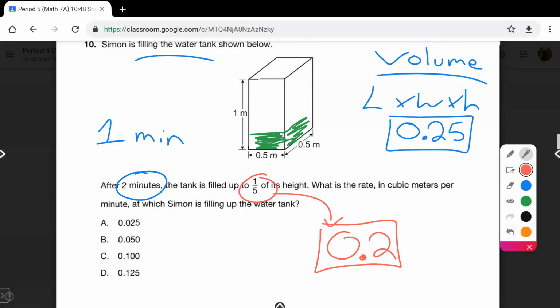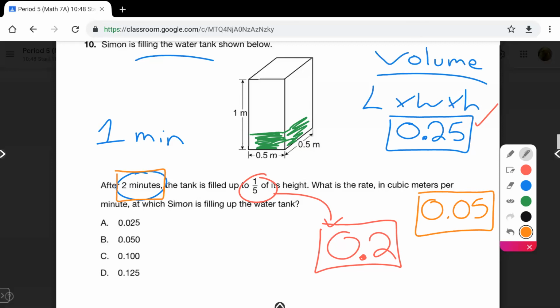So now what we need to do is go through our little process of answering the question. So if we only have this tank 1/5 full, take your volume, which is this, and multiply it by 0.2. Or like I said, multiply it by 1/5 or divide it by 5. Either way, you get the same result. What happens now is you get 0.05. This right here is the volume after 2 minutes.